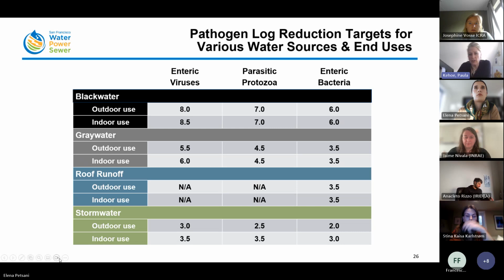And this pathogen log reduction target has different target levels for different pathogens, based on whether it's black water, gray water, rainwater, or stormwater, and whether it's for indoor or outdoor use. All of this information is publicly available. I'm happy to share all of this after the presentation. Next, please.